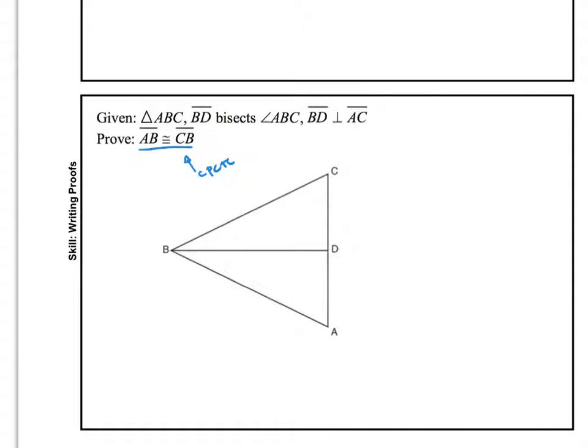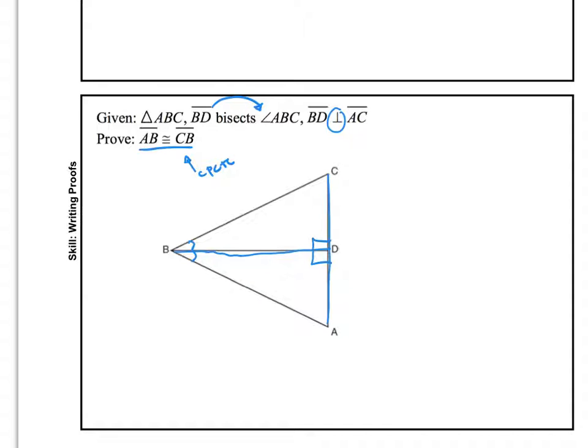One, it says BD bisects angle ABC. Well, angle ABC is this angle right here, and it's getting bisected by BD. So if this angle is getting bisected, we know that an angle bisector cuts an angle into two congruent parts, like so. All right? Now we also know that BD is perpendicular to AC. So AC is here, BD is here. Perpendicular lines intersect to make 90-degree angles. So let's go like that.